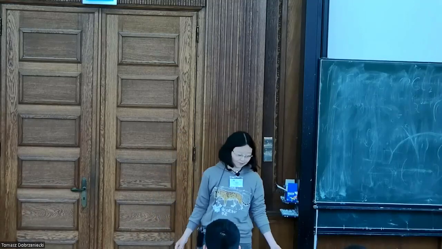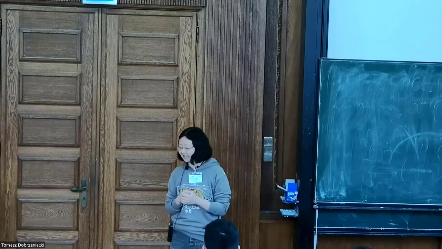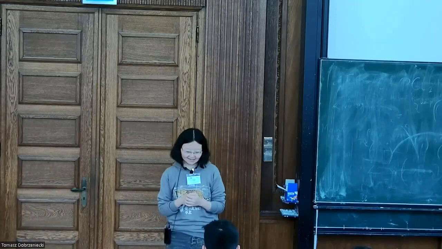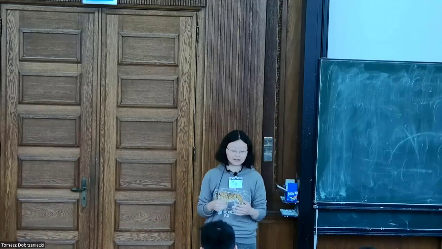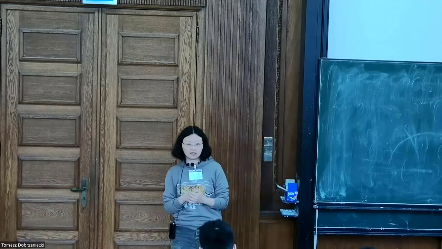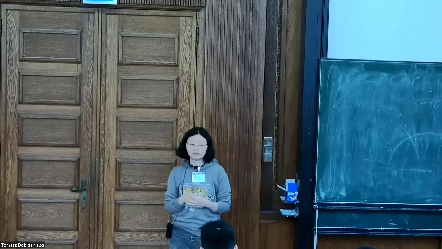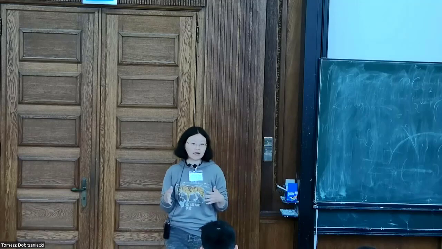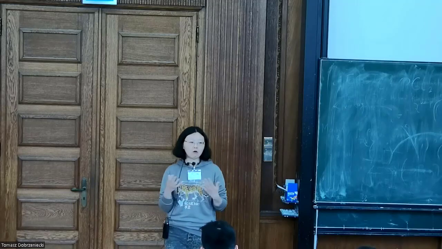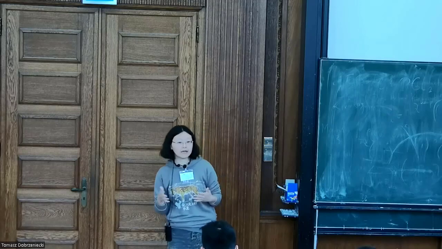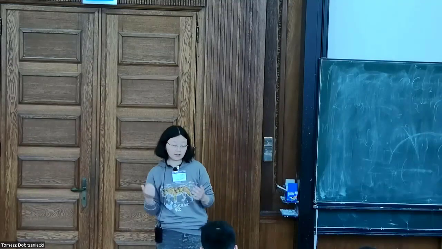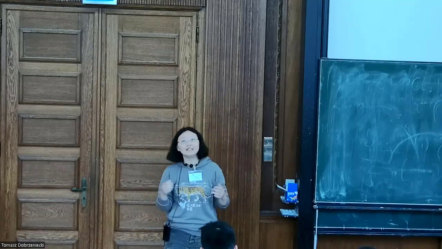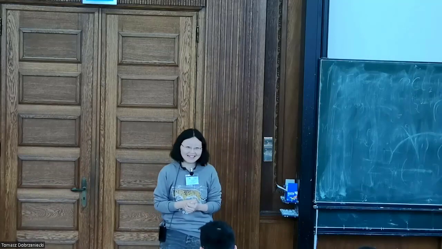So the Shtukas, a bit of history about the Shtukas. They were invented by Drinfeld. At the beginning, he called them F-bundles. F means Frobenius, or Frobenius Hecke bundles. We will see later in this lecture why they had this name. And then he gave them the name Shtukas.